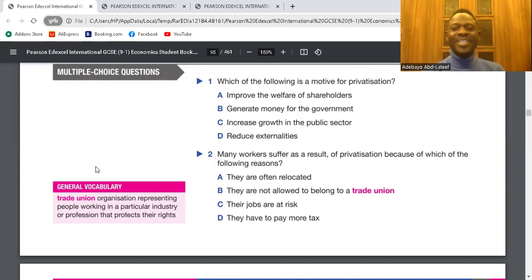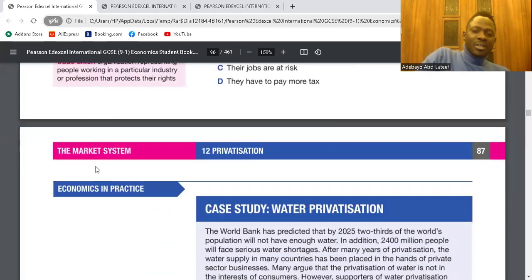The second one. Many workers suffer as a result of privatization because of which of the following reasons? Their jobs are at risk. Great. That's C, question 2. Any question about it? No. So we're done.